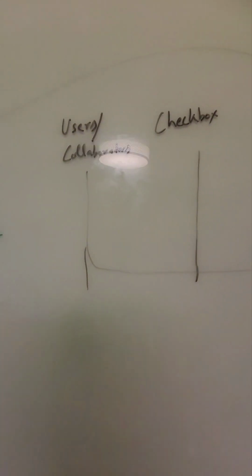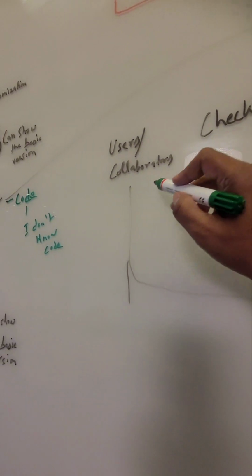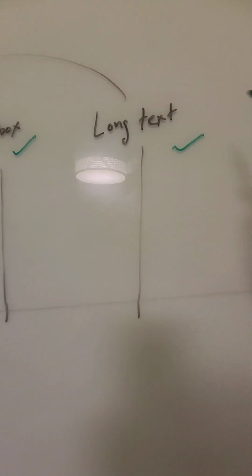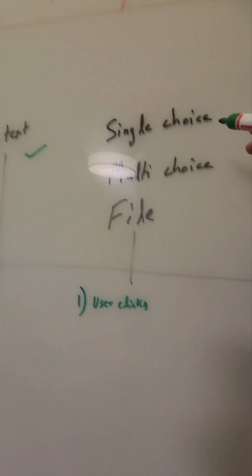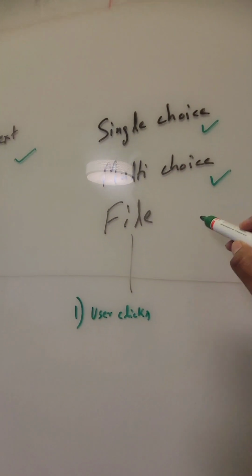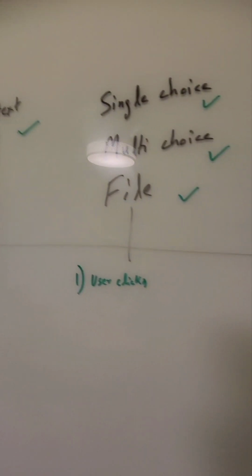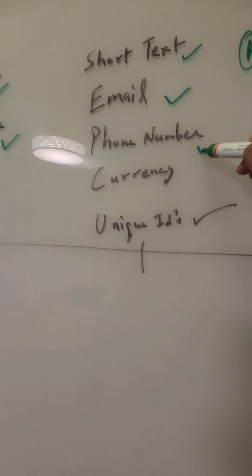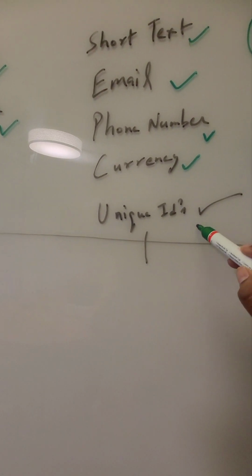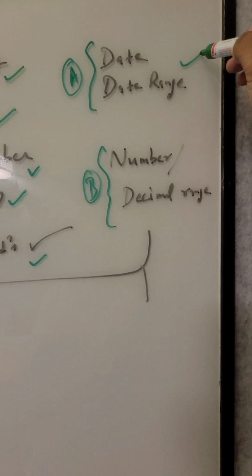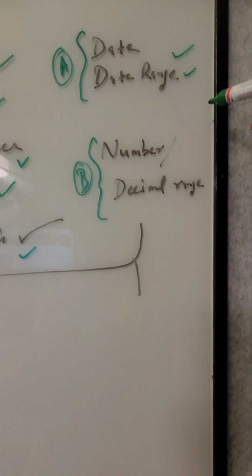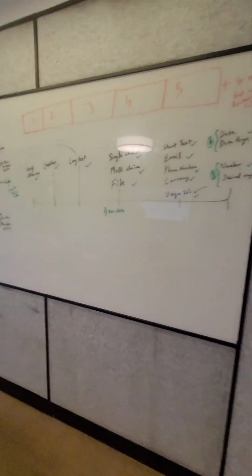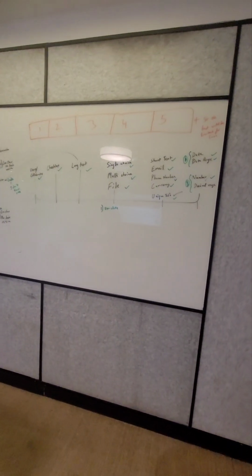But what I'll teach now is how to add users, how to add collaborators, how to add checkbox, how to add long text, right? And how to add single choice, multi choice, files where people can add multiple choices, and of course short text, which will be a single liner, email, phone numbers, currency, unique ID, and of course date and date range, and the number and the decimal range required. Probably sometimes we would need a negative number, right? So now let's see.